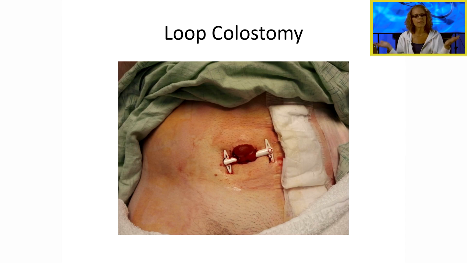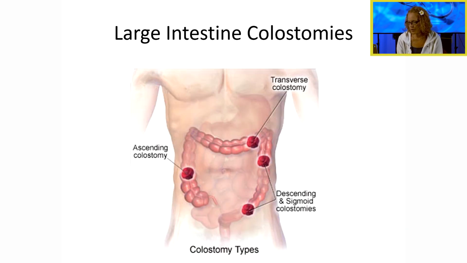Okay, so these are just some things that you might see when you're going to change a colostomy bag. So I wanted you to be aware of the different types of colostomies that you might come in contact with. I mentioned earlier that the colostomy will be named by the part of the bowel that it is associated with. So in this image, and nobody would have 4, you would probably only have 1, but we can see an ascending colostomy, a transverse colostomy, a descending, and sigmoid colostomy as well. These are all large intestine colostomies.